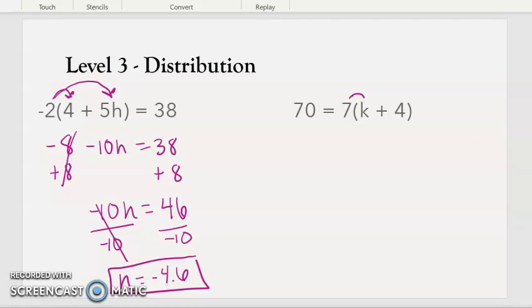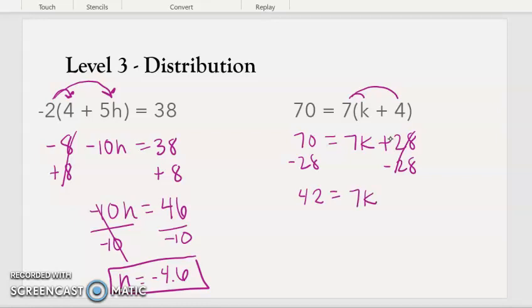So we'll distribute. 7 times k is 7k. 7 times 4 is 28. There's nothing to combine on either side. So I'm going to go ahead and subtract 28 here. Perfect. If you need to use your calculator, you perfectly can, but 70 minus 28 would be 42. There we go. Then we divide by 7. And 42 divided by 7 is 6. I'm not going to rewrite it, but that does make me a little sad, but it's correct.